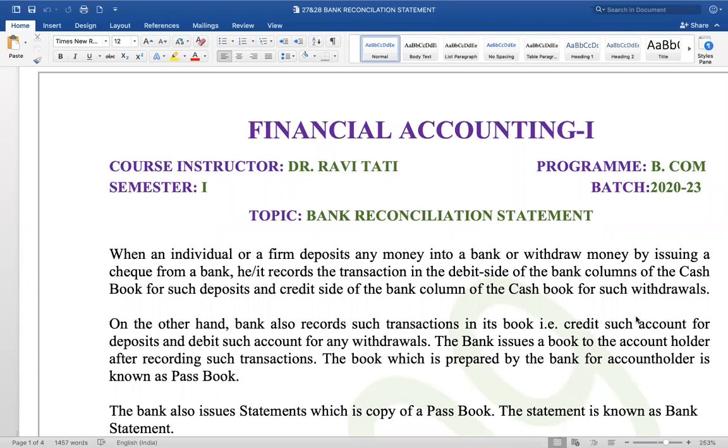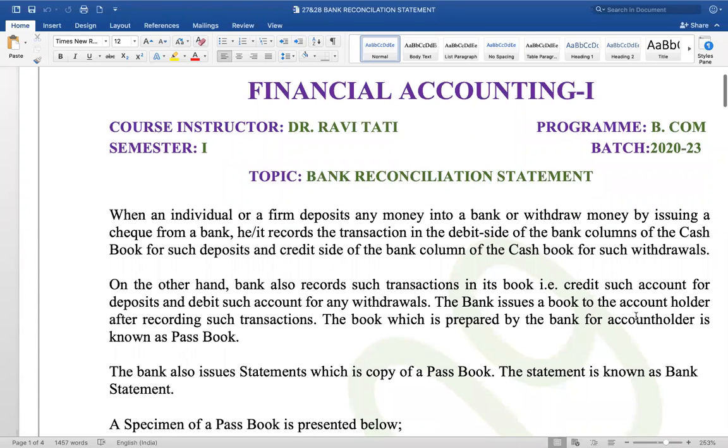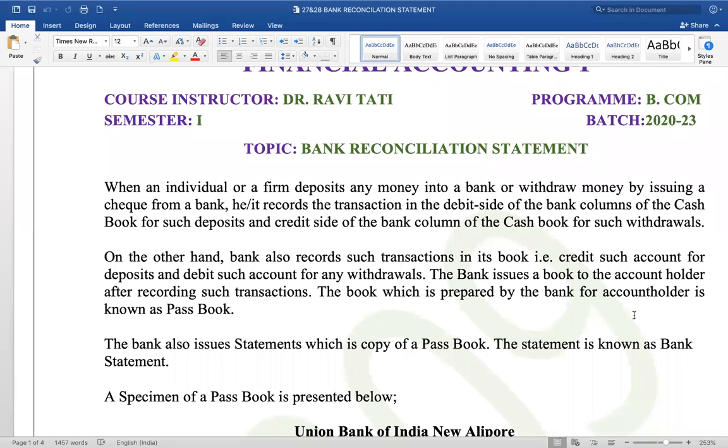Today's topic is bank reconciliation statement. Bank reconciliation statement.